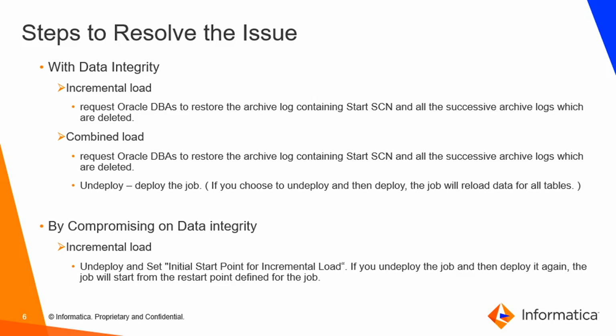If both of these options are not feasible for you, and if you are okay with data loss, and if you are dealing with an incremental load job, then there is a workaround to undeploy and deploy the job with an available SCN. You can set the initial start point for the incremental load. The job will start from the restart point defined. You may set the SCN of the available archive log here. Please note that you may incur data loss by following the last step.